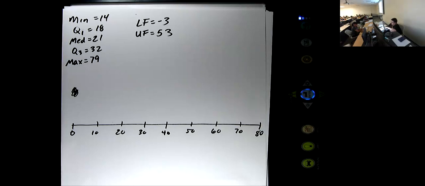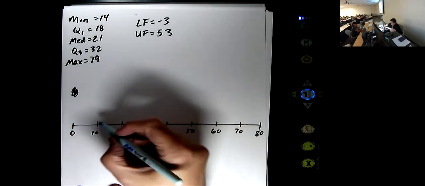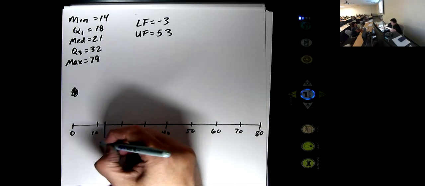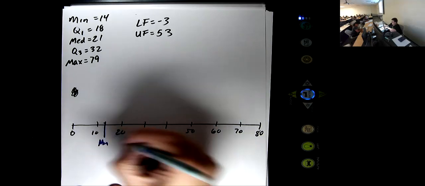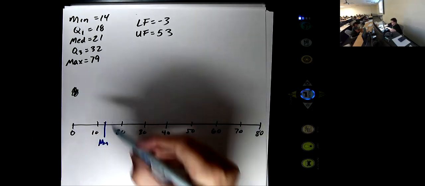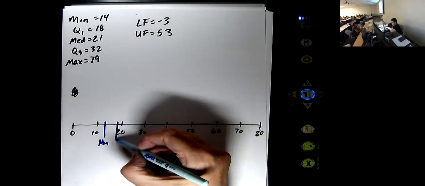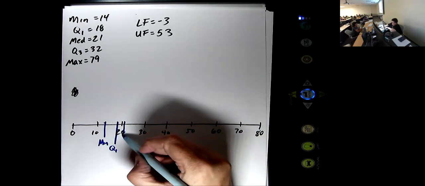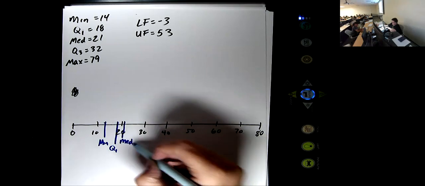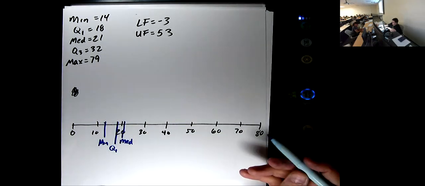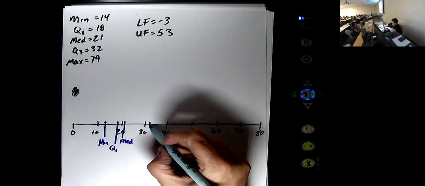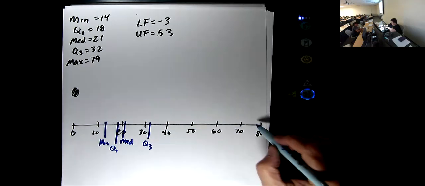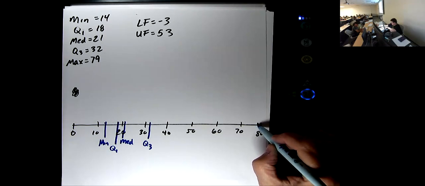Now I'm going to start marking stuff. My min is right about there. Q1 is just less than 20. And the median's just higher than 20. Q3 is just a little bit above 30. And max is way over here near the 80.